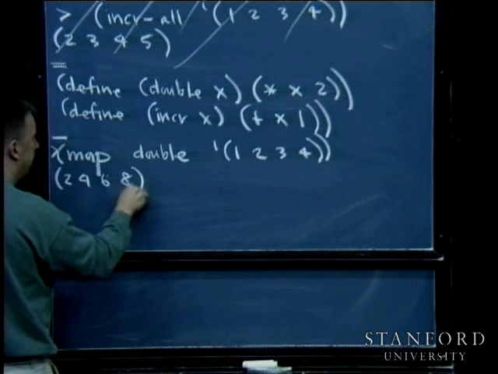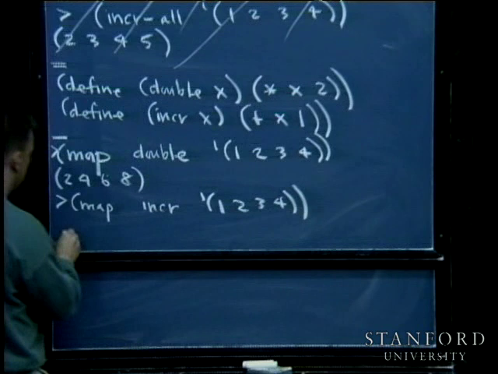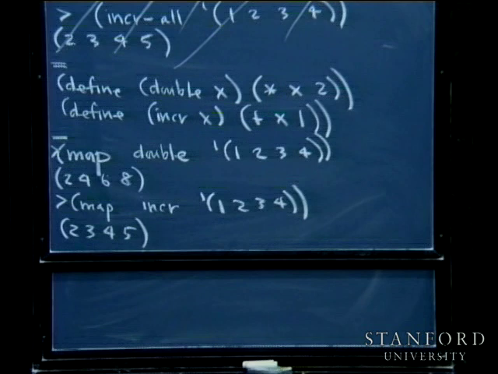2, 4, 6, 8. If I do the same thing with the map operation, but map incr, this function, over the list instead, then I should get out 2, 3, 4, 5 and be done with it. Okay? Does that make sense?